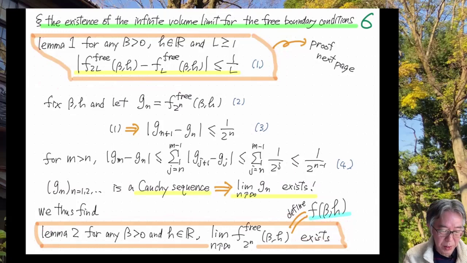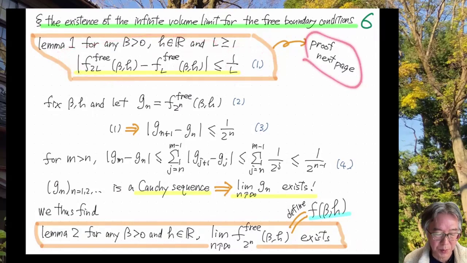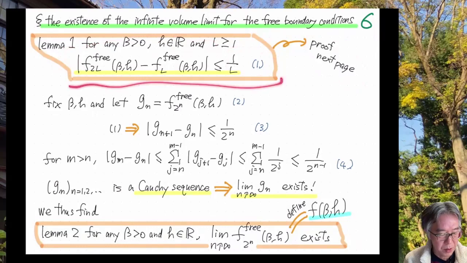Well, this lemma says that for any inverse temperature beta, any external magnetic field h, and any system size L, the difference between the free energy density for system size 2L and the system size L is upper bounded by 1 over L. So this means that if your system size gets larger and larger, this difference becomes smaller and smaller. Okay, this looks very promising for the proof of the existence of the infinite volume limit. So we shall prove this lemma. This is very essential in the next page. So, okay, let's suppose that this is valid.